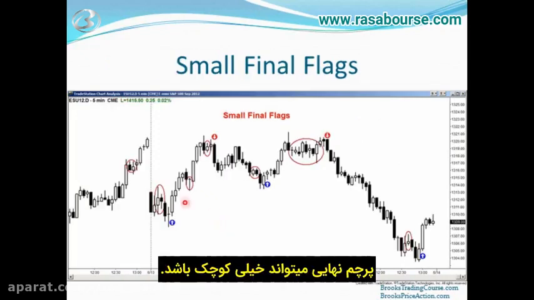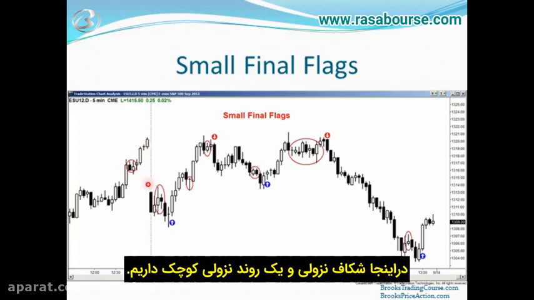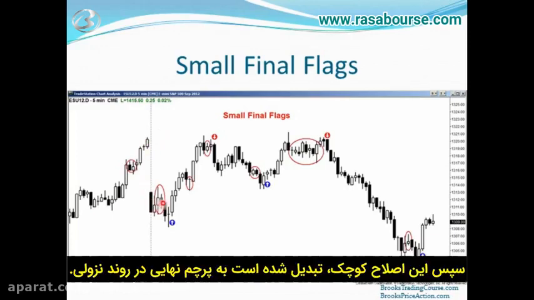Final flags can also be very small. For example, we have a bull trend and a 2 or 3 bar pullback, and it would turn out to be the final flag of the bull trend. Here we have a gap down and a little bit of a bear trend, and this little sideways price action became the final flag of the bear trend.